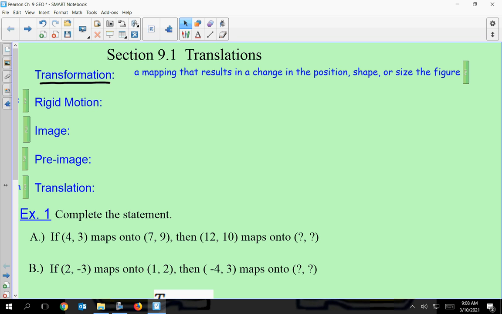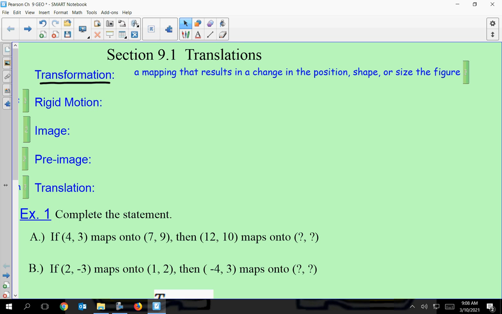Okay, so mapping means I have a graph and I have something on the graph and I'm going to move it somewhere else. So we're using the graph, our Cartesian plane, as a map. It says it changes the position, so we are going to do that. We will change the shape and we'll change the size. That will come a little bit later in the chapter.